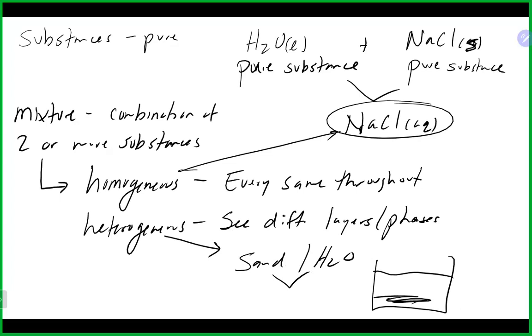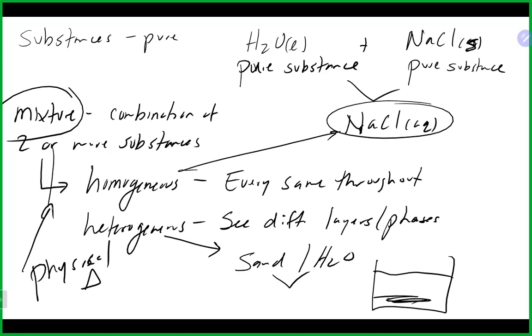Remember that regardless of whether it is homogeneous or heterogeneous, you could always get back the original components of those mixtures. They do not change because this is just a physical change. So this is a physical change here. We know it's a physical change because mixtures are physical changes. Because we can separate these out.